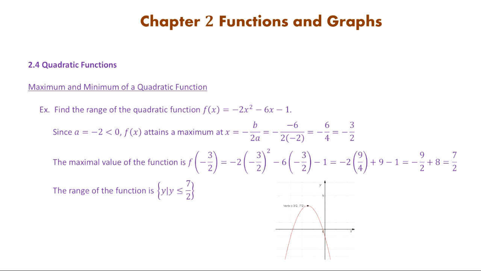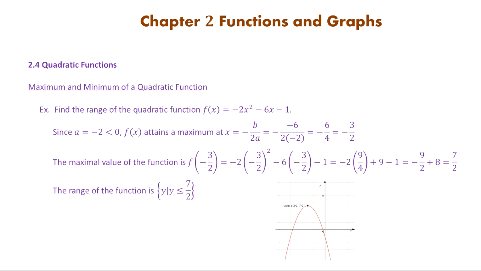And then you just plug in negative 3 over 2 for x in the function, you get f of negative 3 over 2. And that will give you the maximum value of the function, okay? We know that the vertex is a maximum. So just plug that in, you get the maximum value of the function.